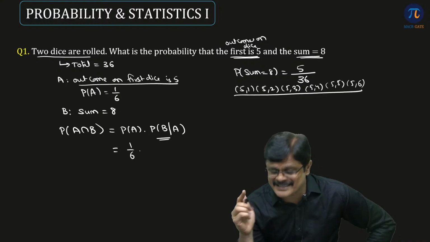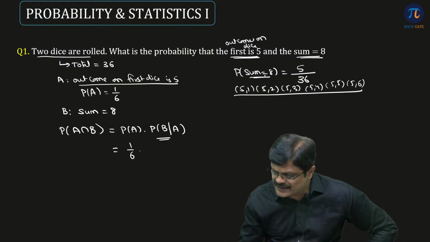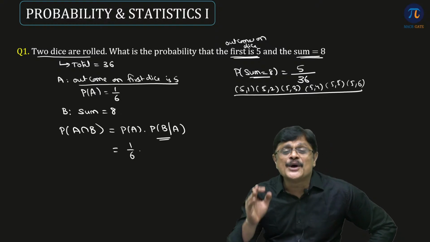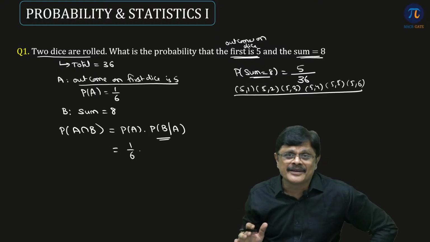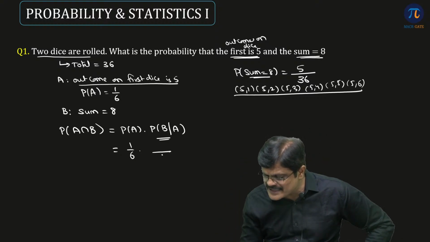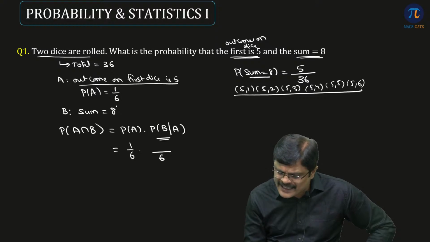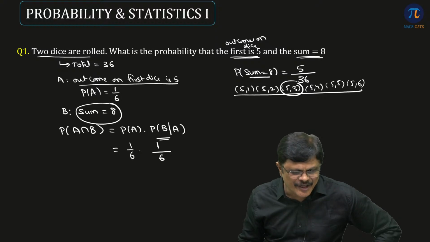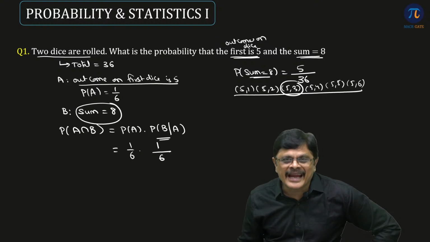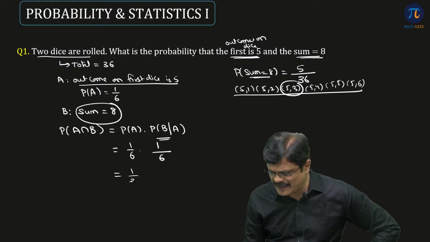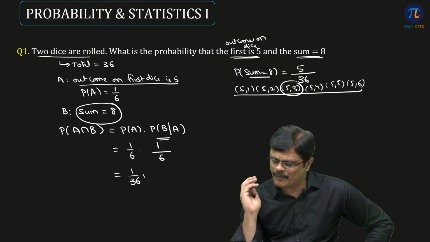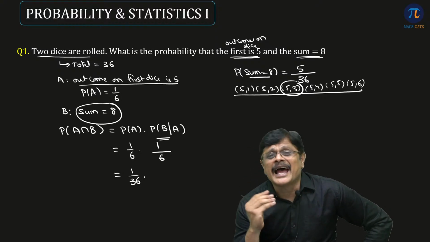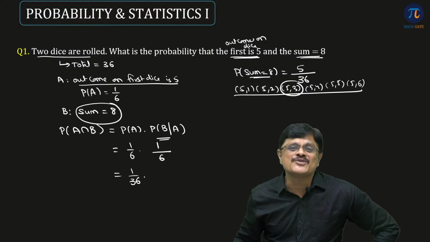Out of these 6 cases, how many can give you sum is equal to 8? That is, I want sum is equal to 8 when outcome on the first dice is 5. When outcome on the first dice is 5 there are 6 cases. Out of 6 cases, how many cases favorable for sum is equal to 8? Only one case. So what is the answer for this? 1 by 36. That is, the probability that we get 5 on the first dice and sum is equal to 8 is 1 by 36.